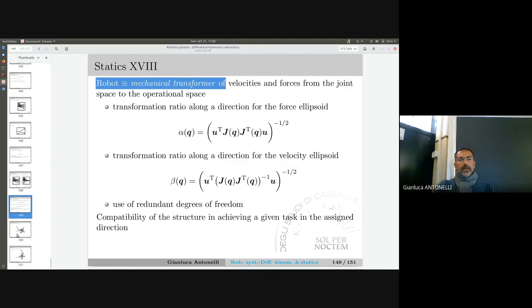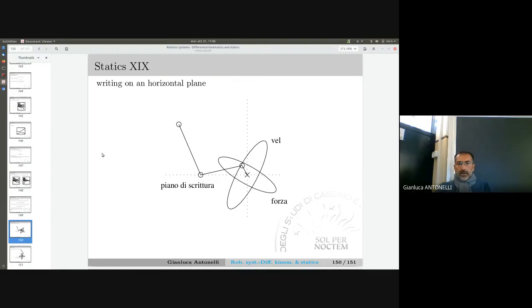Okay. So let me end with a couple of examples. When we write on a horizontal plane, I'm sorry for the non-Italian students, but I just copied this from the textbook. Here it is written writing plane. I should update the figure, and sorry. And okay, this is force and velocity, can be understood. So if we consider our arm as a simplified three-link arm, this is the writing plane. Actually, when we have to write, we more or less all use the same configuration. More or less, we use this configuration, okay? In this configuration, we don't write in this way. We don't put our hand and write in this way.